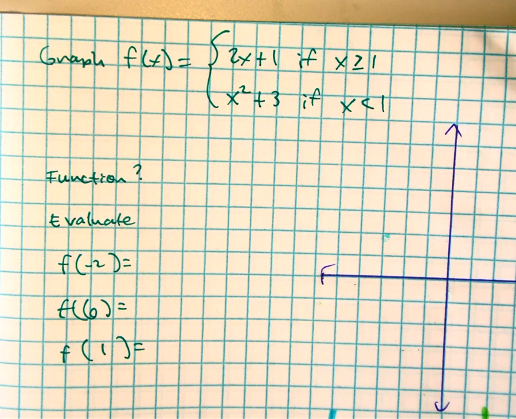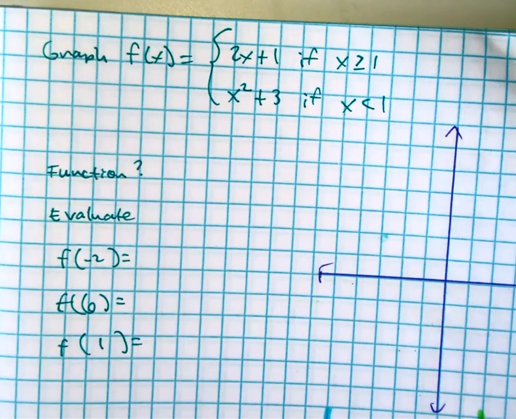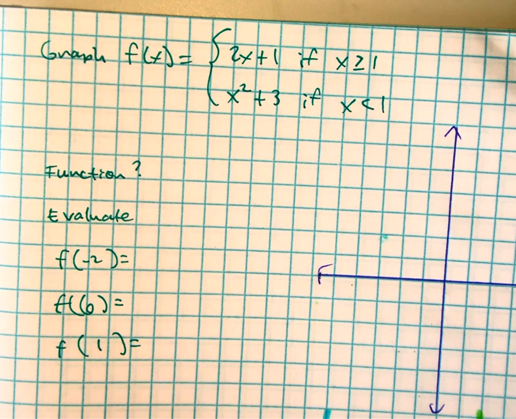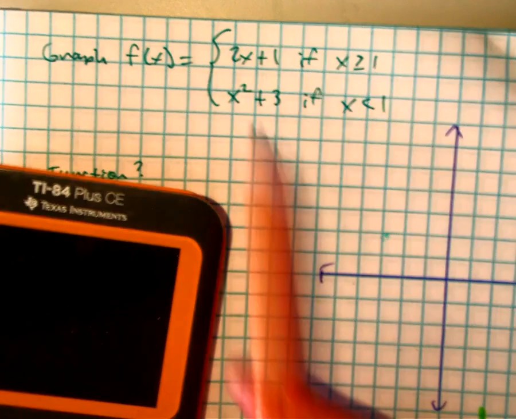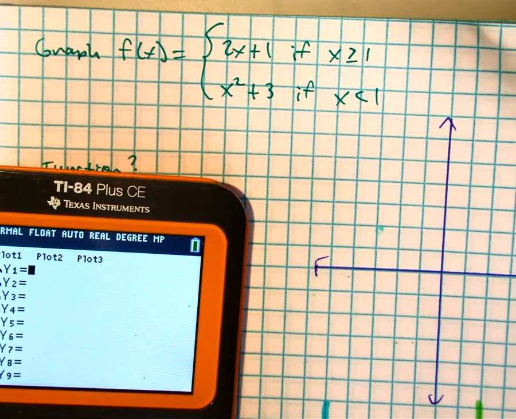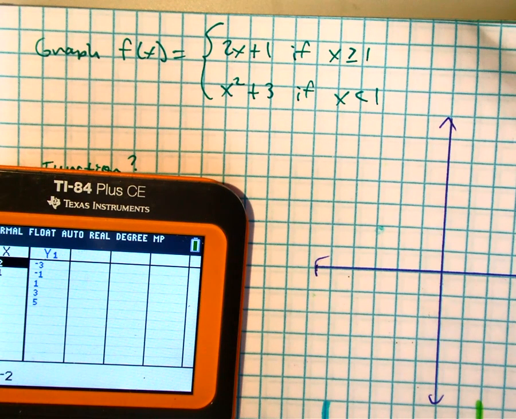Alright, in this problem we're asked to graph a piecewise function, two pieces, and this one has a quadratic. Yesterday we learned you can just graph them, but let's just say you're stuck and you can always use a table of values. So on my calculator, I can just put in 2x plus 1, and then go to my table of values and just write down some points.